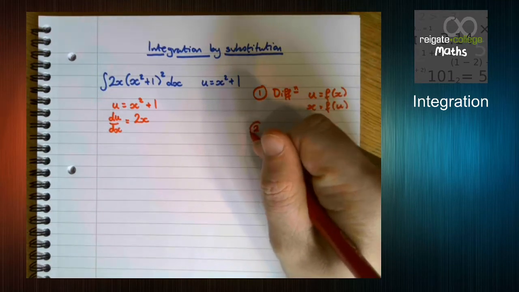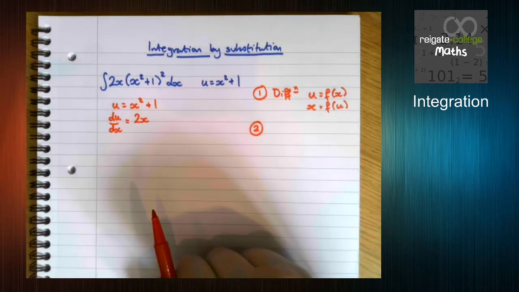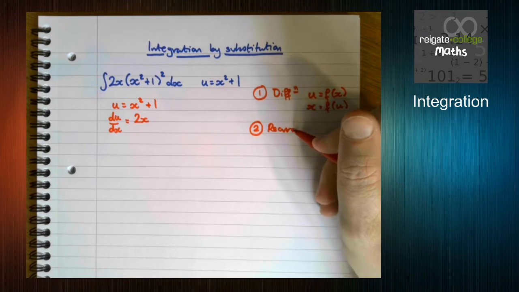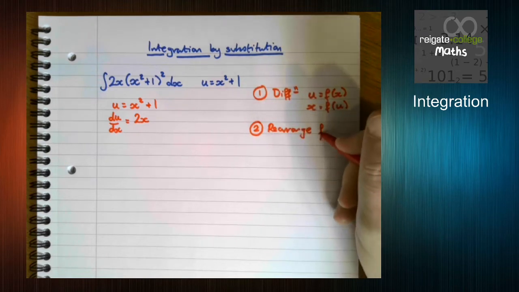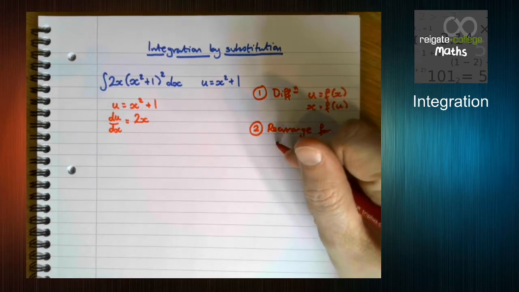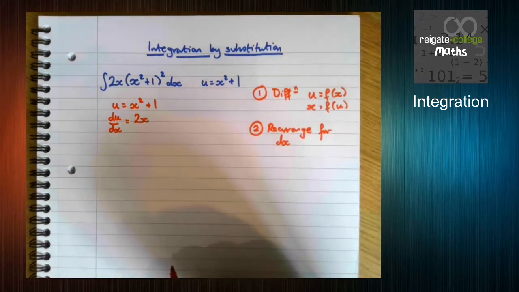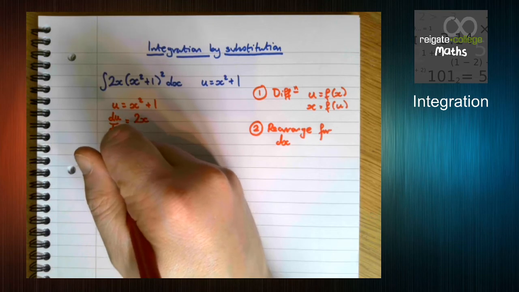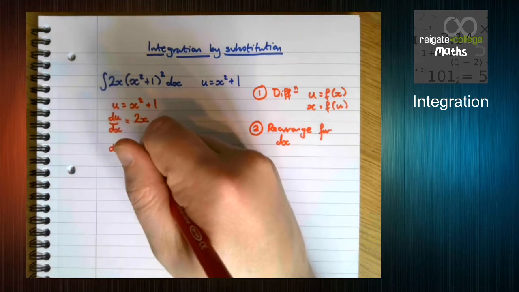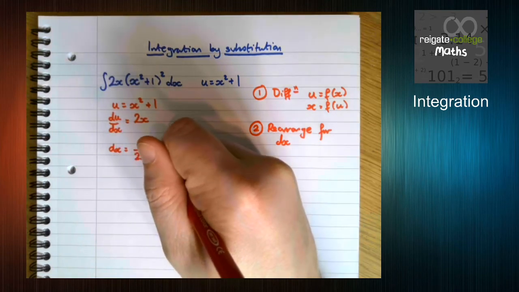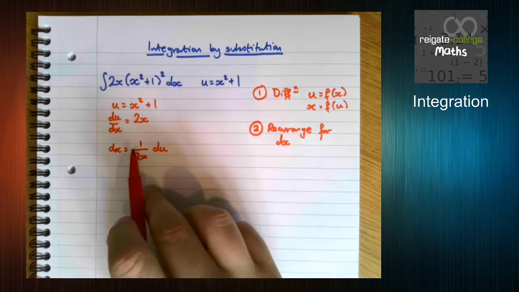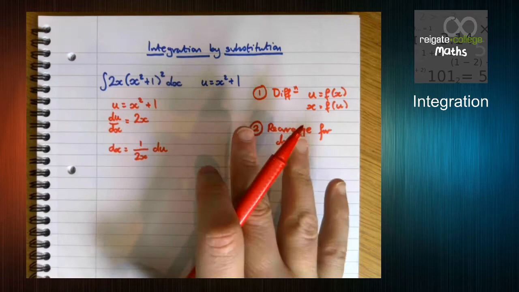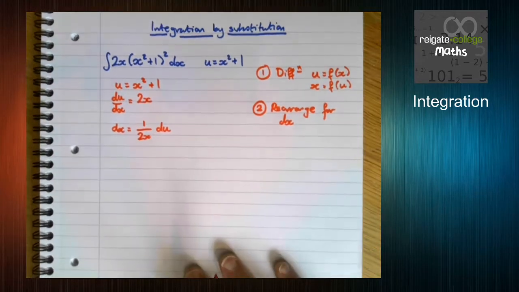Step 2. We take the thing we just did and we rearrange to make dx the subject. So we're going to get dx equals 1 over 2x du. Now it's important I've written it this way because of what we're going to do in step 4.